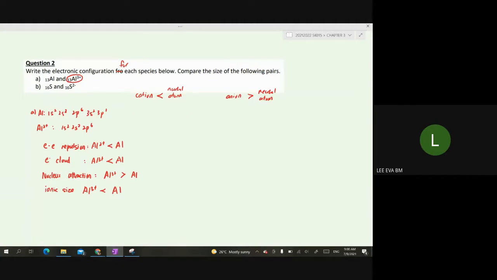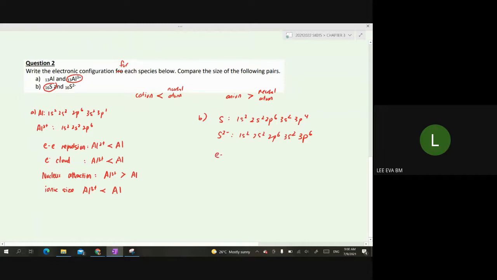Okay, so for sulfur, which one is smaller? Is it S or S2-? S only. If you are looking at the electronic configurations, the reason they give you the proton number is actually to ask you to write out the electronic configuration. So in order to form S2-, how many electrons are added? Two. Added to where? To our p orbital, isn't it?